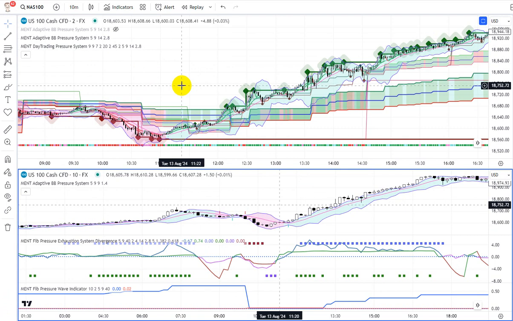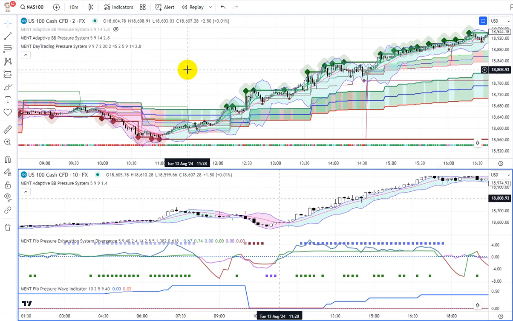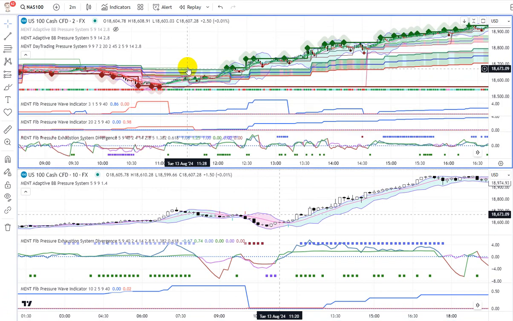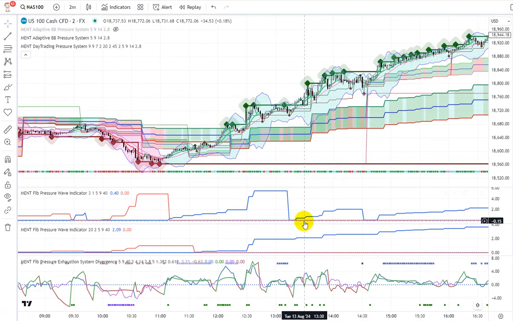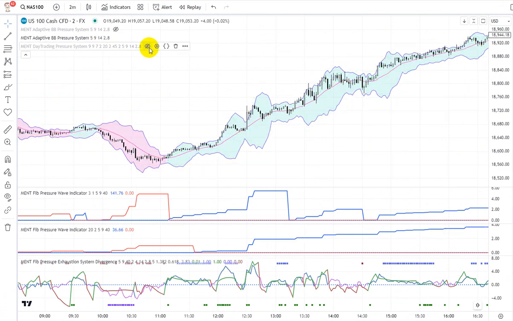I'm trying to create some how-to videos using what I call my new Gunslinger tools. First and foremost, we're going to take a look here at the actual Gunslinger tools combined. The way I have this set up is I have a Bollinger Band filter, adaptive BB Bollinger Band pressure system indicating trending. This is the NASDAQ for today.